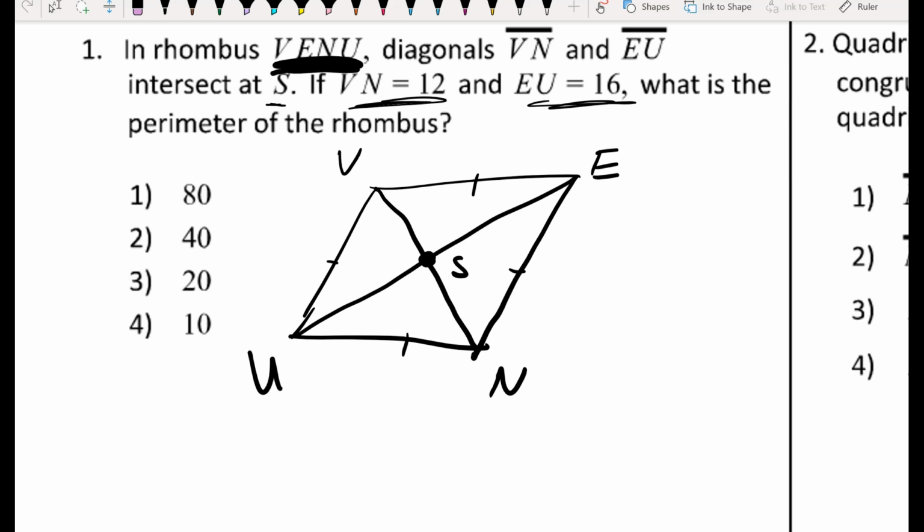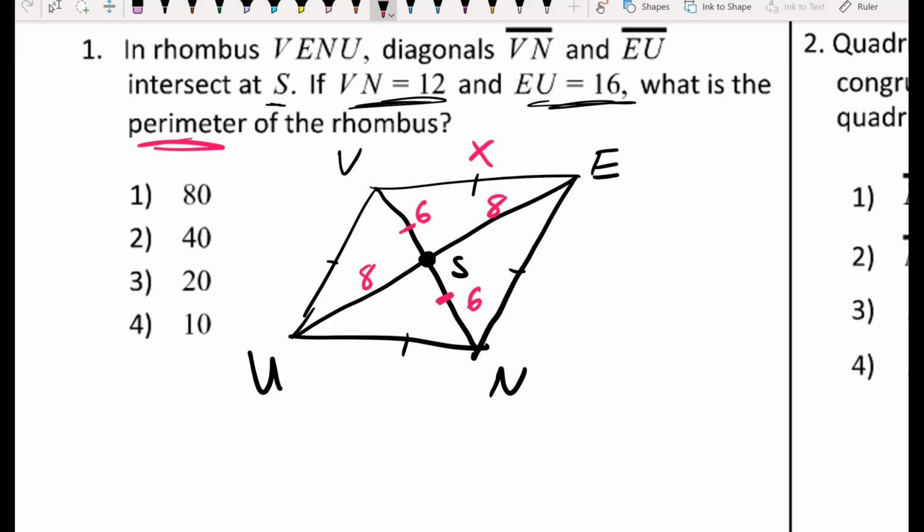Remember, much like a parallelogram, the diagonals bisect each other. So I can label VS and SN as the same distance across. Those would both be half of 12. And for US and SE, those could be half of 16 as well. I want to know what the perimeter of this rhombus is.